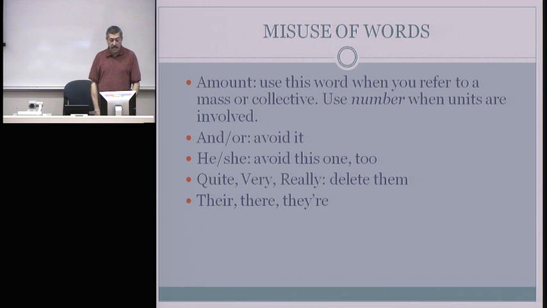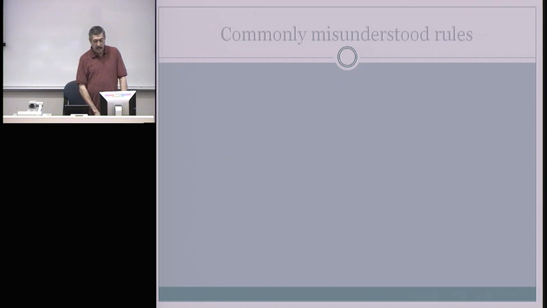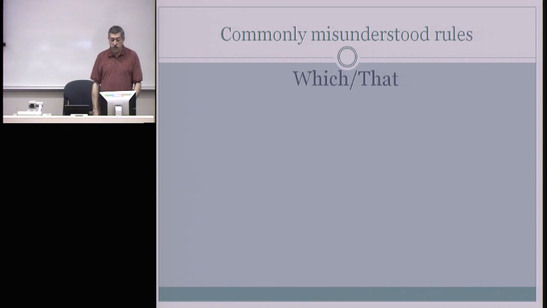And a lot of students get confused with the three theirs. The first, their, is a possessive pronoun, so you need a noun behind it. There, you could look at it as a direction, like over there. And you shouldn't use they're anyway. That's a contraction. Let's see, and again, some more misunderstood rules with which and that.